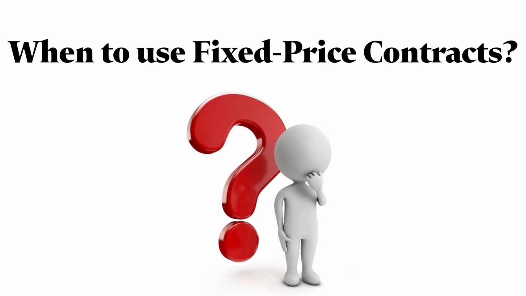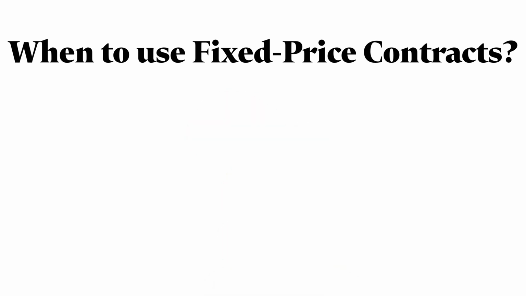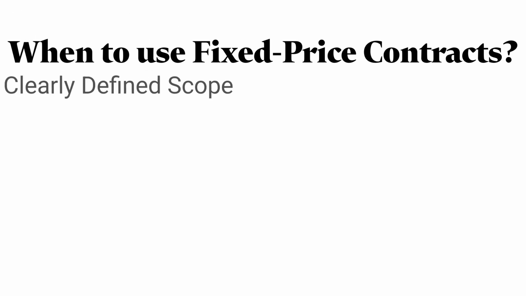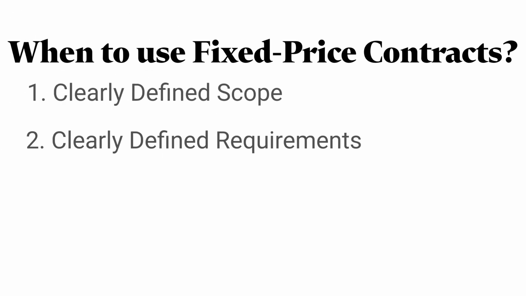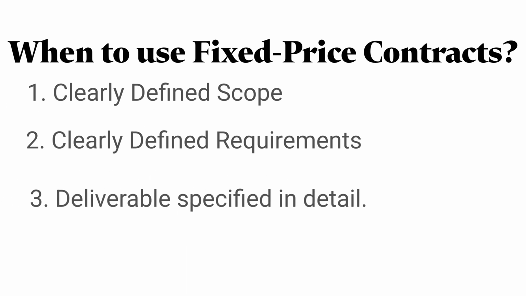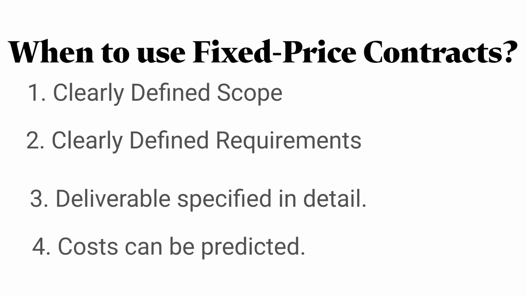When to use fixed price contracts. Fixed price contracts are ideal for well-defined projects where the scope and requirements are clear. If you have a strong understanding of what needs to be done and can specify the deliverables in detail, this contract type works well. It also provides cost predictability, as the buyer knows exactly how much they'll pay.